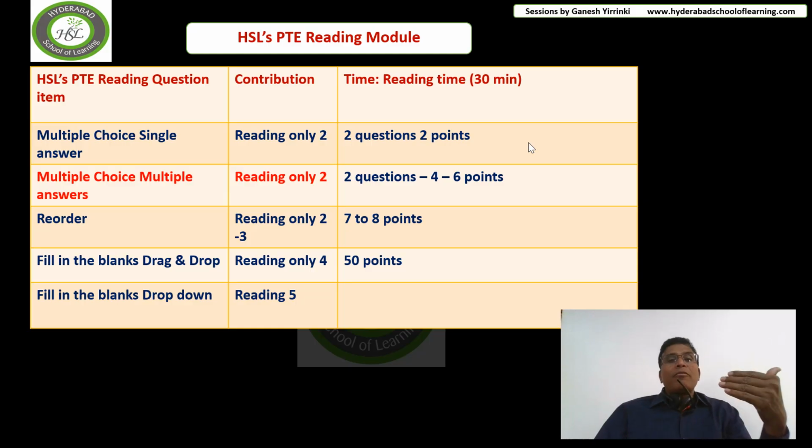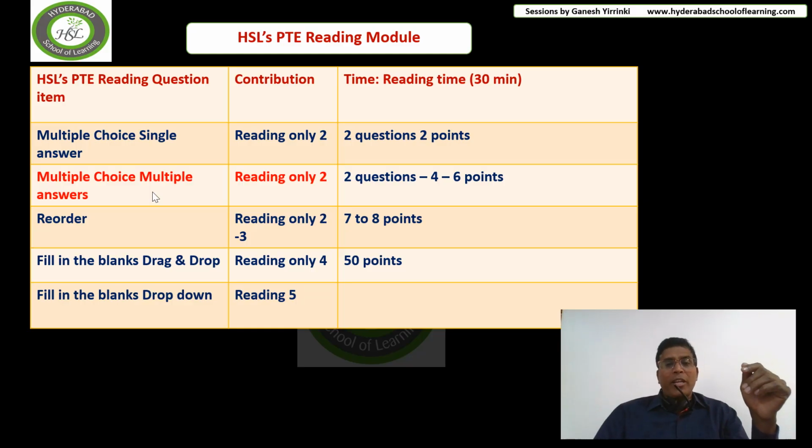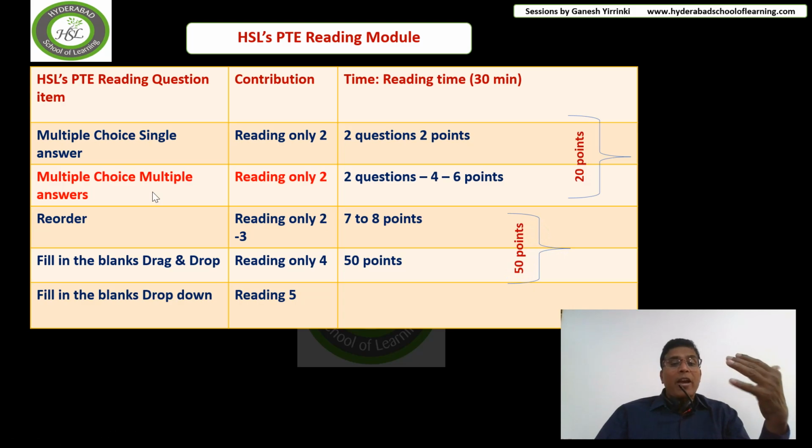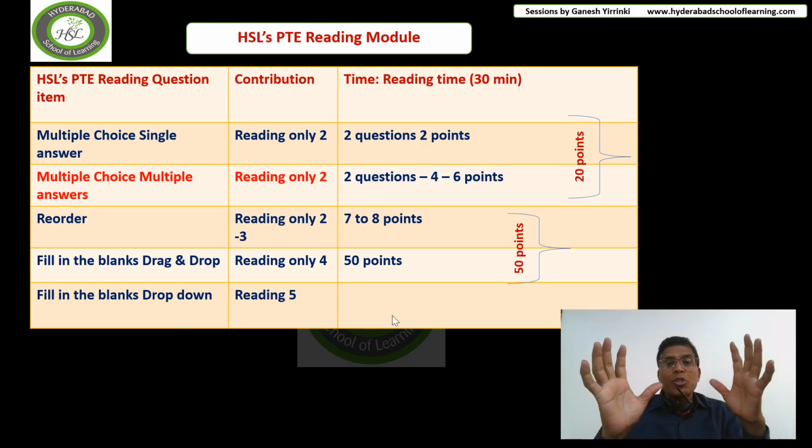Then after that we have the reading module. There are 5 question types in the reading module. One is called multiple choice single answer, the other one is multiple choice multiple answers, reorder paragraphs, fill in the blanks drag and drop, and fill in the blanks drop down. Among these 5 questions, only one question carries negative marking. What it means, you will get to know as part of the training. And the heavy contribution comes from fill in the blanks drag and drop and fill in the blanks drop down, and approximately you can expect around 15 questions.